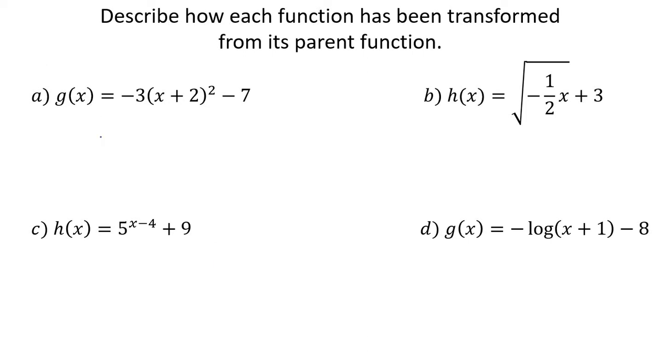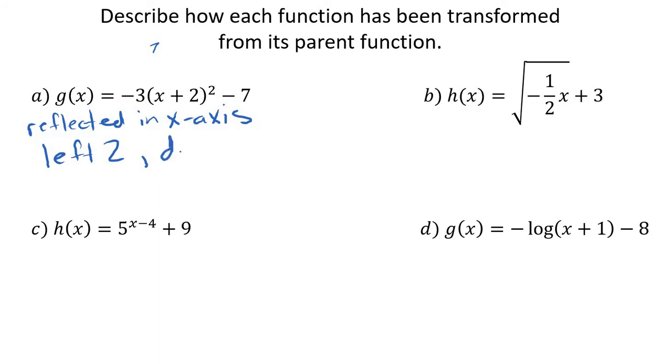So for this first one, now we've got a negative sign out front. So a negative sign out front, so vertical reflection, right? Or reflected in the x-axis. It's just going to flip it upside down. We've got that 2 inside. Now what did we plug in? We actually plugged in a negative 2 to make this sign positive. So this is going to be left 2, and you could say 2 units or just left 2 is fine. And then outside we subtracted 7, so this will also be down 7.